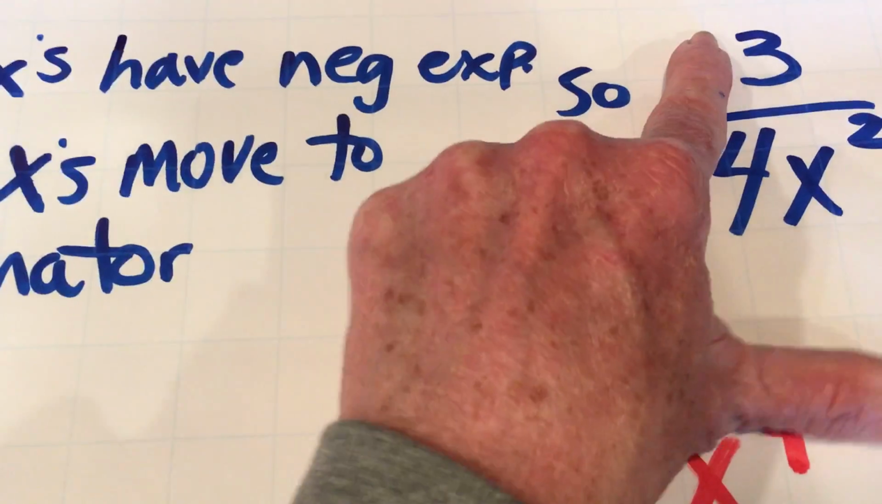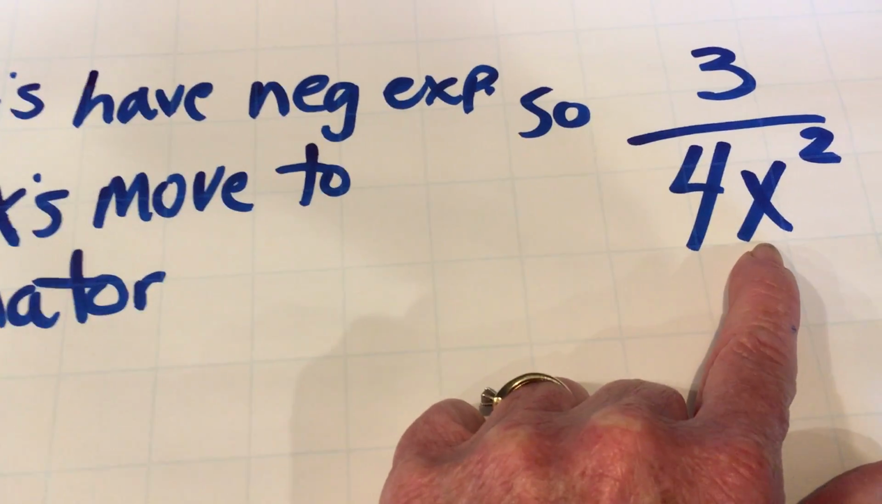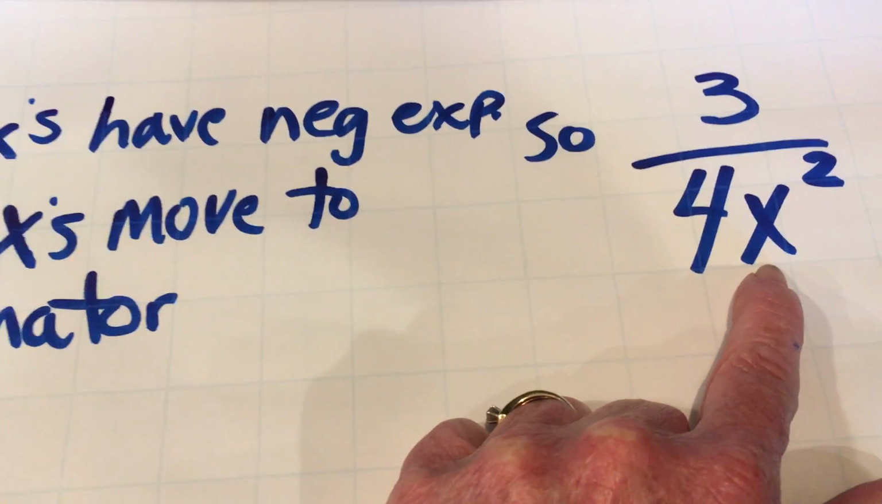So we end up with the 3 staying on top, the 4 staying on the bottom, and now the x squared goes to the bottom denominator with the 4. So we end up with 3 divided by 4x squared.